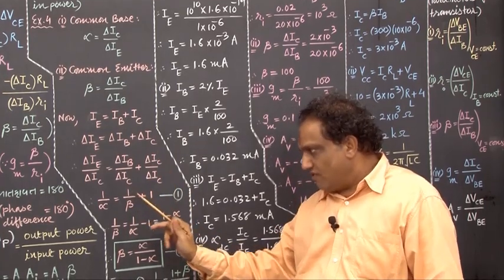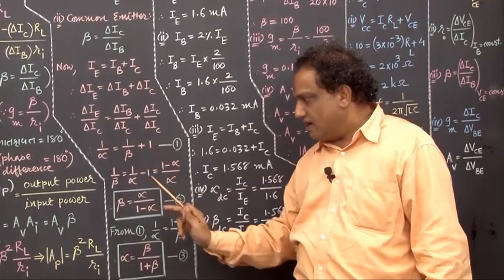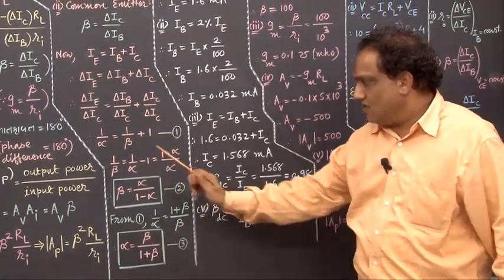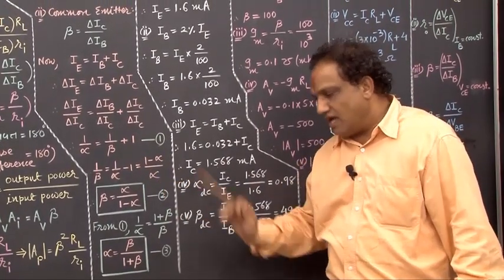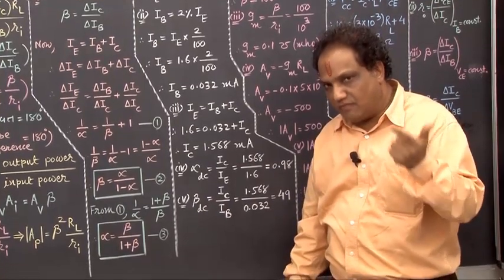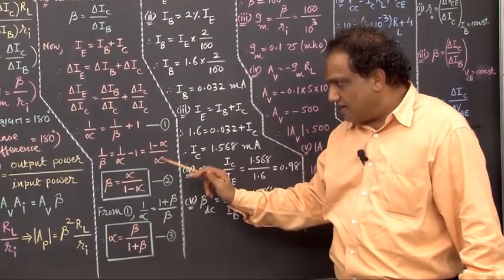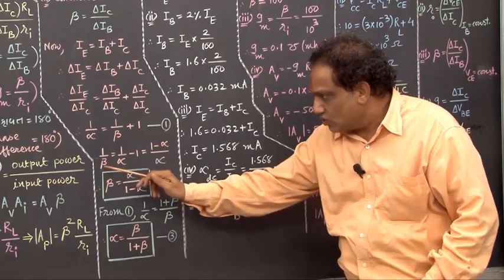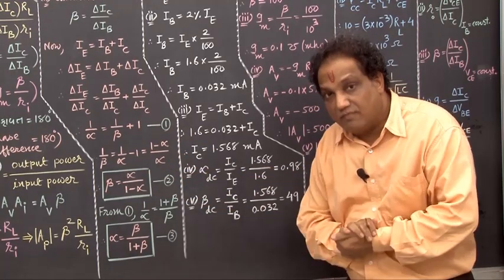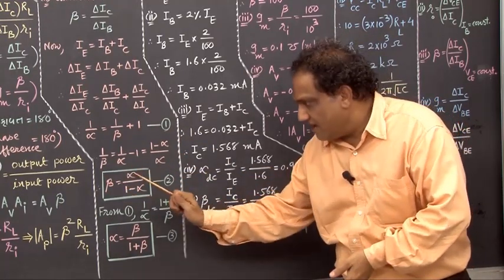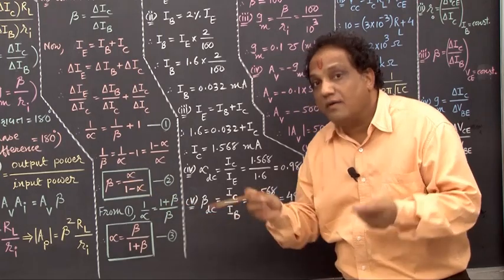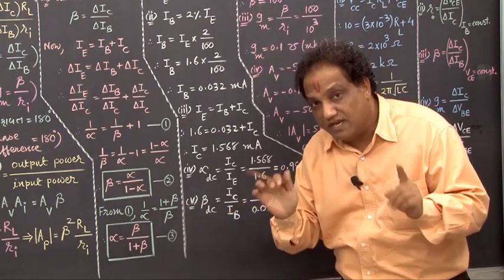Find out 1 upon beta from here. Transfer this 1 to this side and it will become minus. Take LCM: 1 minus alpha upon alpha, and then take the reciprocal on both the sides. So beta will be alpha upon 1 minus alpha.